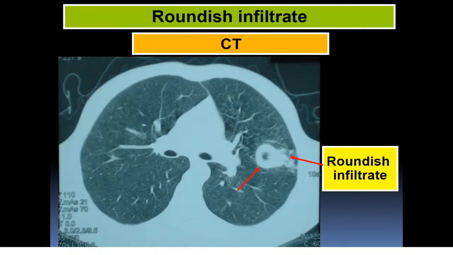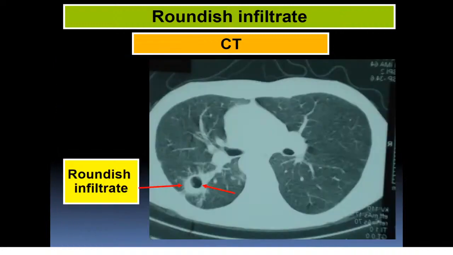Here on this CT scan, we see a roundish infiltrate with destruction inside and with focal shadows around the infiltrate. Focal shadows around the infiltrate confirm tuberculosis because this is dissemination of mycobacteria around the infiltrate. This sign is typical for TB only. This sign is not typical for pneumonia, for abscess, etc. Only for tuberculosis.